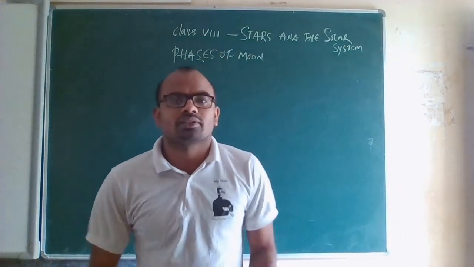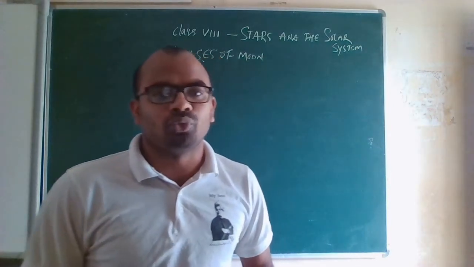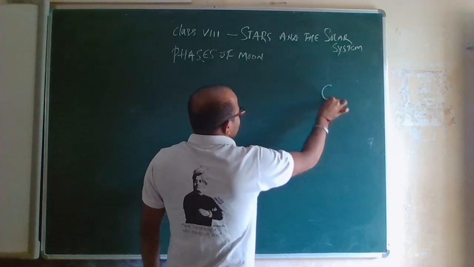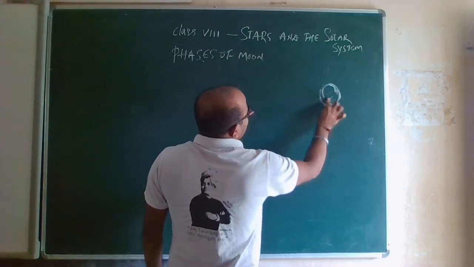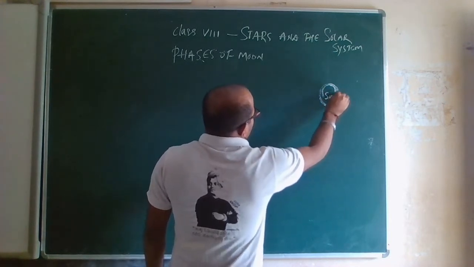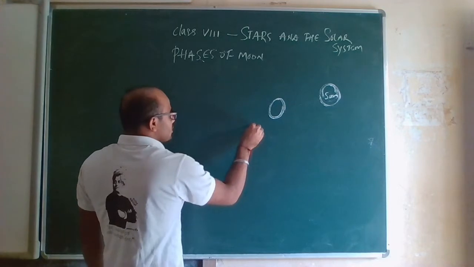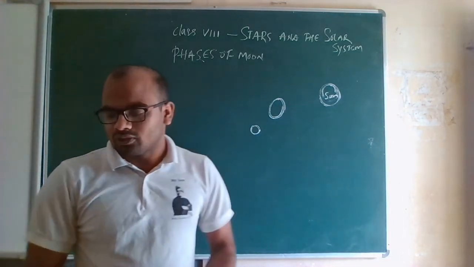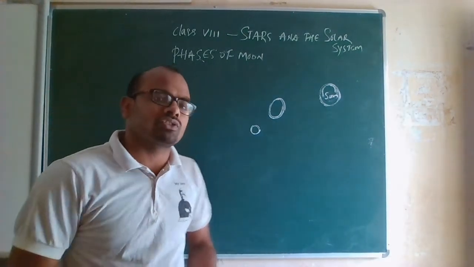Hello my dear students. In this class we will be discussing phases of the moon. You already know, see here the sun is there. Let me make it a little bit big. The sun is there, the earth is revolving around the sun, whereas the moon is revolving around the earth. I hope all the three are clear. I just want to discuss phases of the moon.